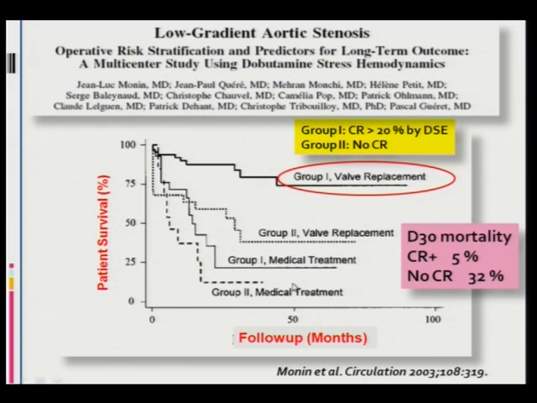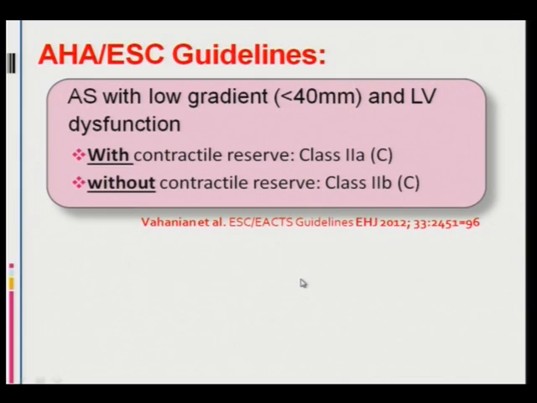This type of response to dobutamine led the European Society to label it as a class 2A indication for aortic valve replacement. That means when we face a patient with a low-gradient aortic stenosis and we find a contractile reserve, the European Society labeled this as a class 2A indication for aortic valve replacement. And when there is no contractile reserve, the European Society felt this is a class 2B indication for aortic valve replacement.